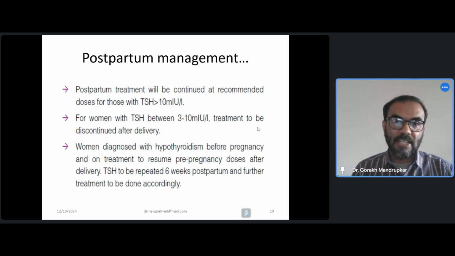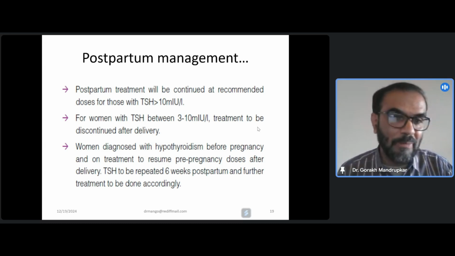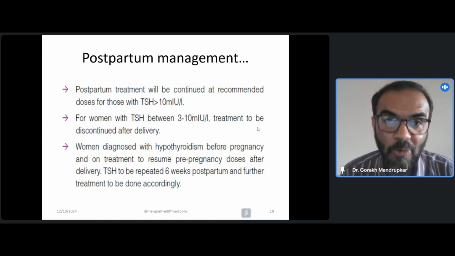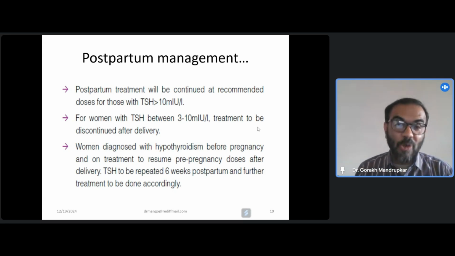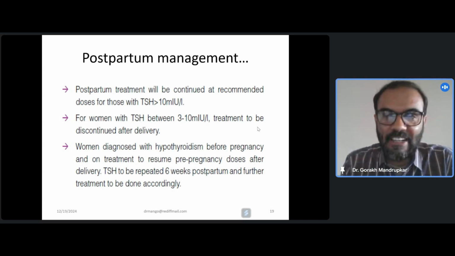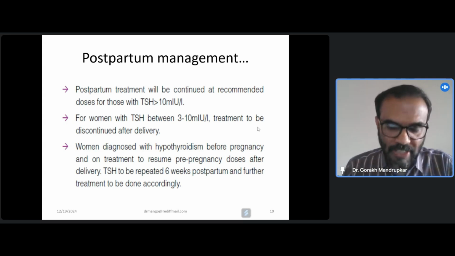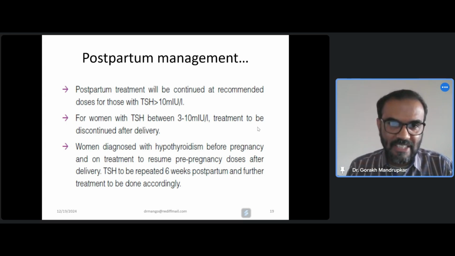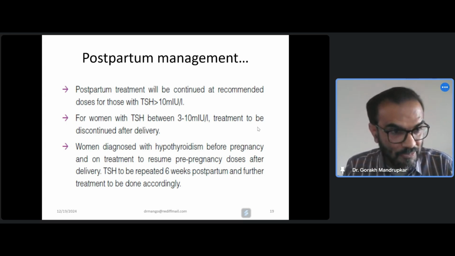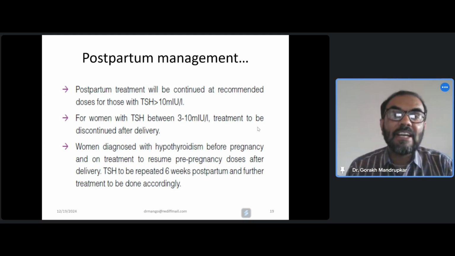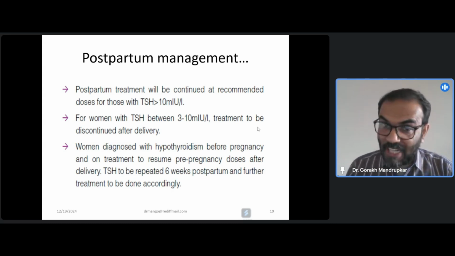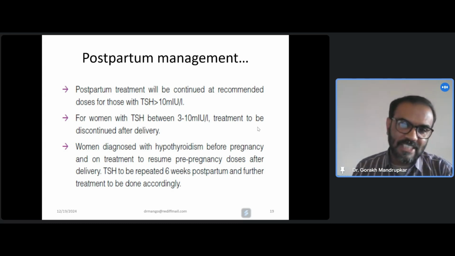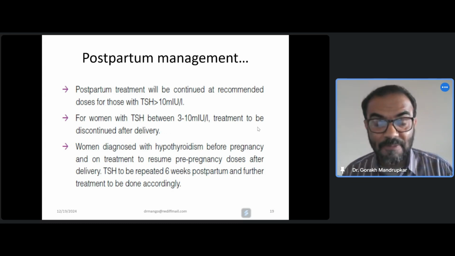Now somebody will ask, what about the baby? Is there a necessity to check the levels of the baby? The answer is no, because now we are dealing with cases of hypothyroidism. So ideally no, but where the doses are more than 100 of thyroxine, one may consider seeing the levels of the baby. Or if the area is an endemic zone, one may consider it. But otherwise, in hypothyroid mothers, it is not recommended.